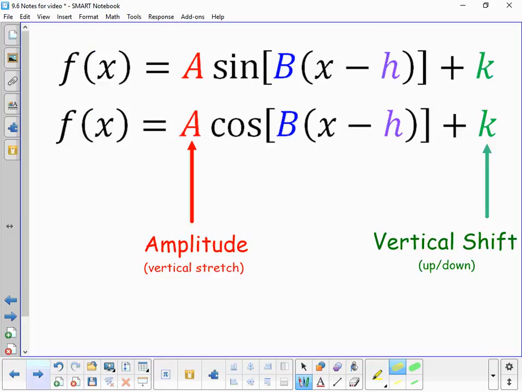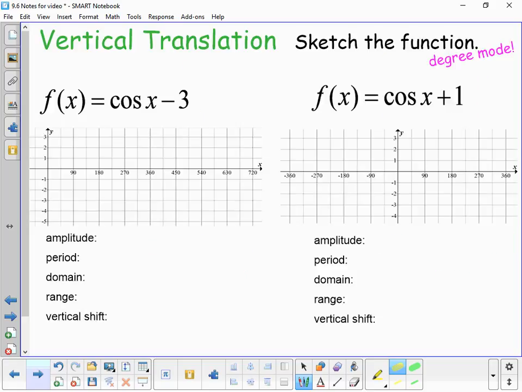So the transformations work exactly the same with cosine as they do with sine. If we have a k value, a constant added to the function, that's going to be a vertical shift, moving it up and down. If we have a constant multiplied by the function, like the a in front of the cosine, that is going to be a vertical stretch. It's going to be affecting the amplitude. So let's try a couple of these.